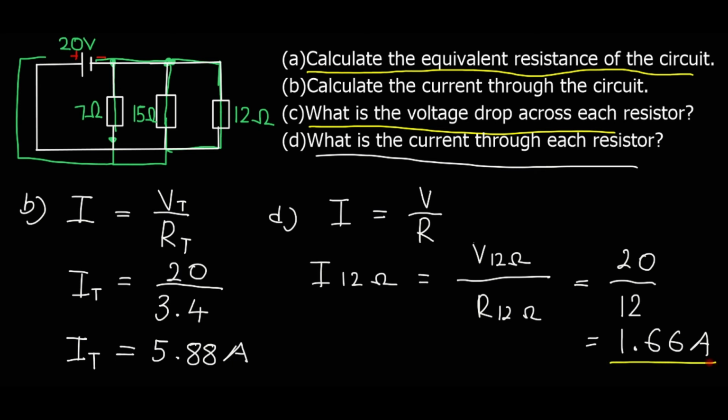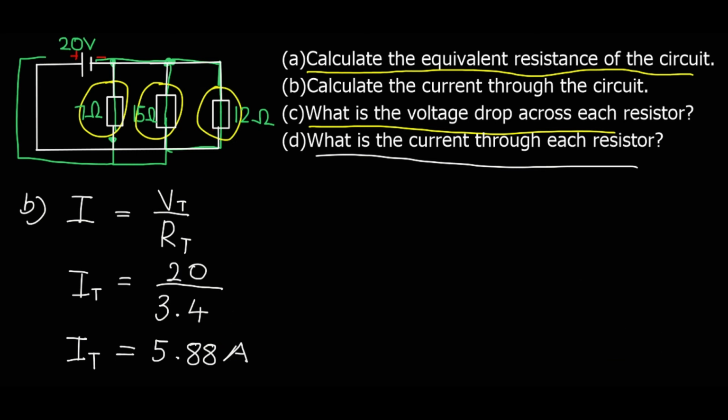So this is our answer for part C. This is our answer for part D. Calculate the current at each resistor: 7 ohms, 15 ohms, and 12 ohms. From this, I'm going to prove our current is correct.